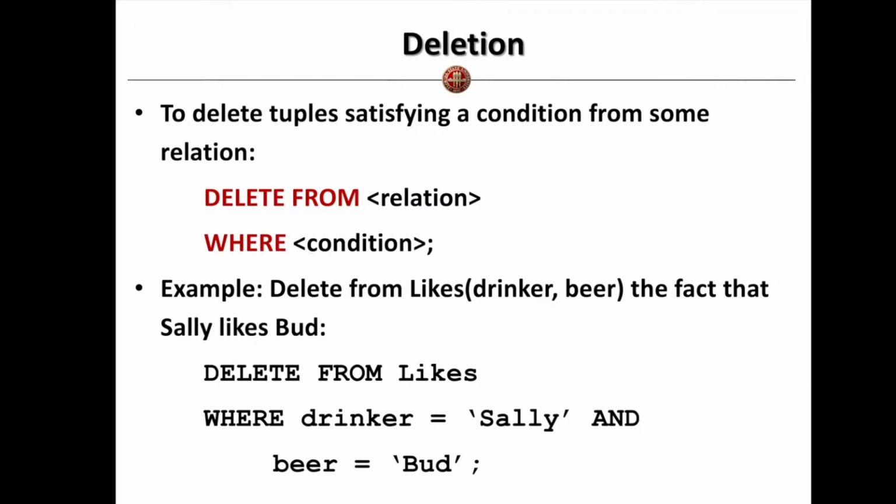We provide you with an example. We delete from the next table, with drinker and beer as attributes, the fact that Sammy next spot. So we can do the deletion as shown as follows. We delete from next where drinker equals to Sammy and beer equals to Bud, and semicolon. In this way, we can delete the fact that Sammy next spot from next table, right?